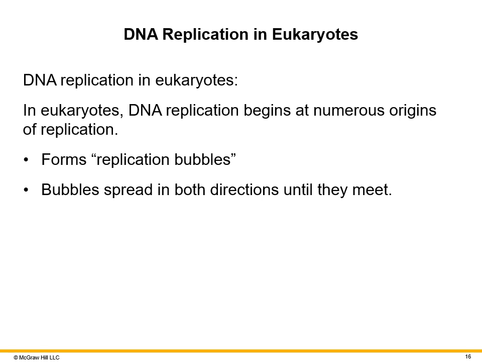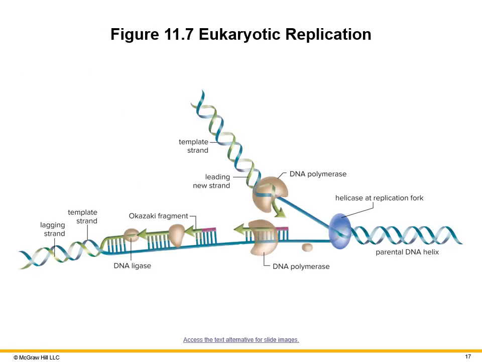In eukaryotes, DNA replication begins at numerous origins of replication. These origins of replication are going to form replication bubbles, and the bubbles are going to spread in both directions until they meet. So here we see eukaryotic replication. Helicase is going to unwind the twisted DNA into two straight parent strands, and DNA polymerase, as we can see here, is going to form the daughter strands.